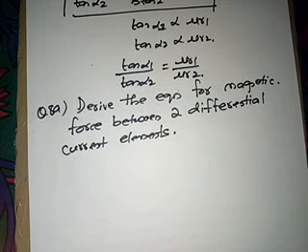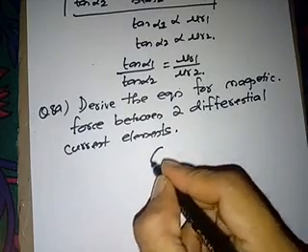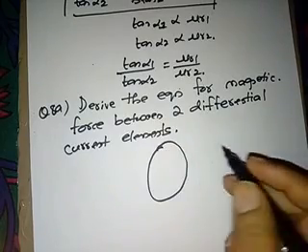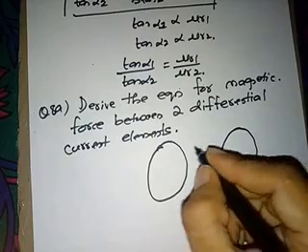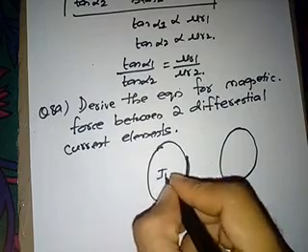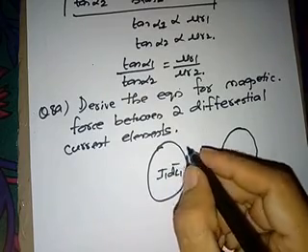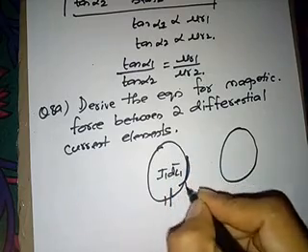So consider the two current elements here. I am considering two current elements: this is one element, one loop here, this is another loop. The current element here, I am considering this one as I1 dl1 bar. It is flowing from positive to negative here.